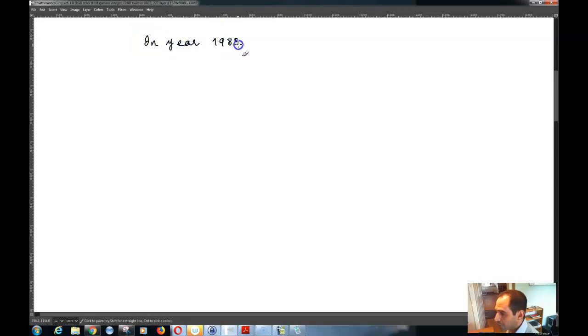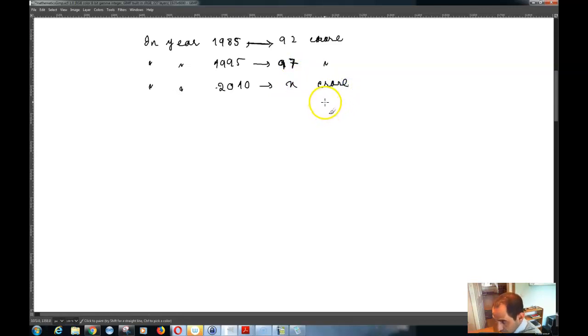So in year 1985, the population has been 92 crore people. In 1995, the population has been 97 crore people. And so in year 2010, the population is going to be some amount, some crore people, which you can calculate.